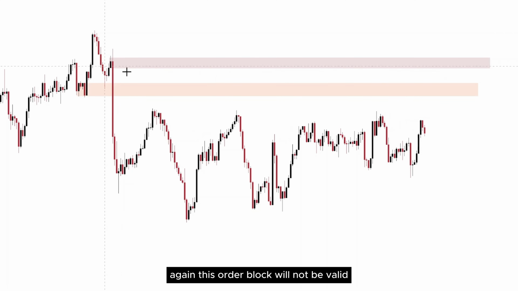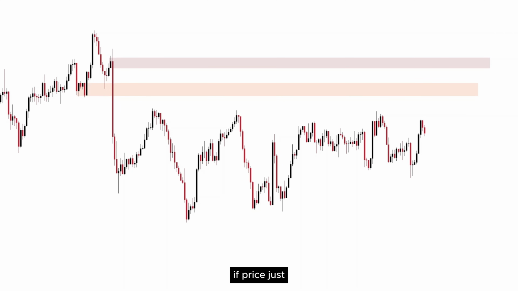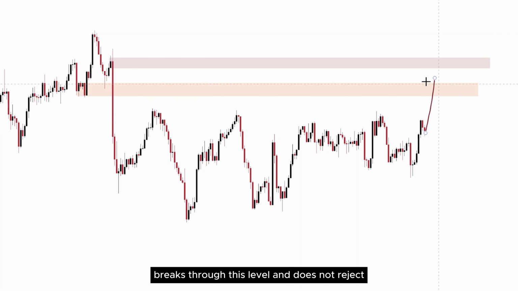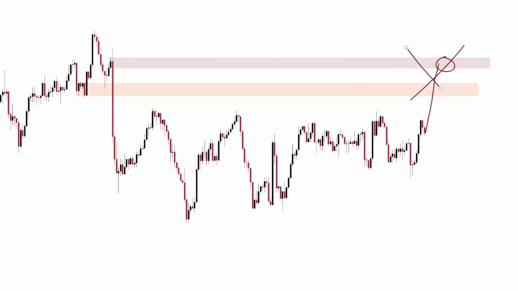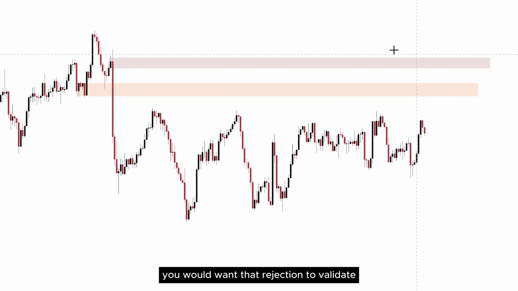Again, this order block will not be valid if price just breaks through this level and does not reject and goes directly to your order block. This would be a no trade. What you would want is that rejection to validate this order block.